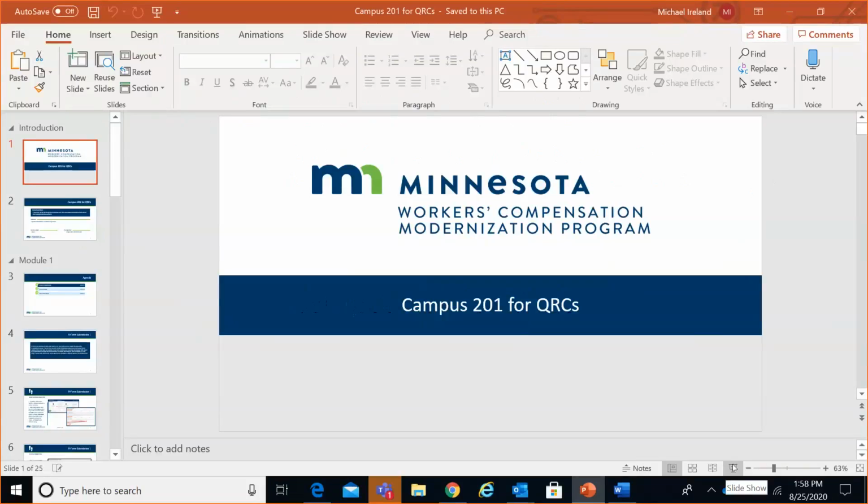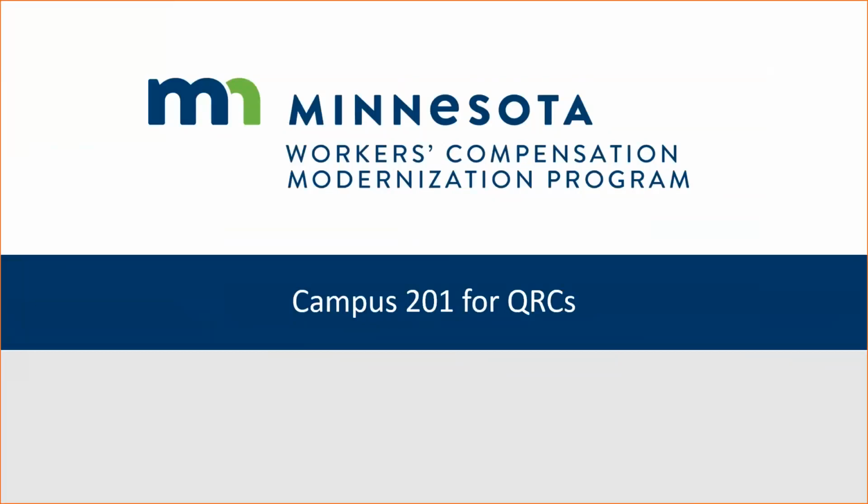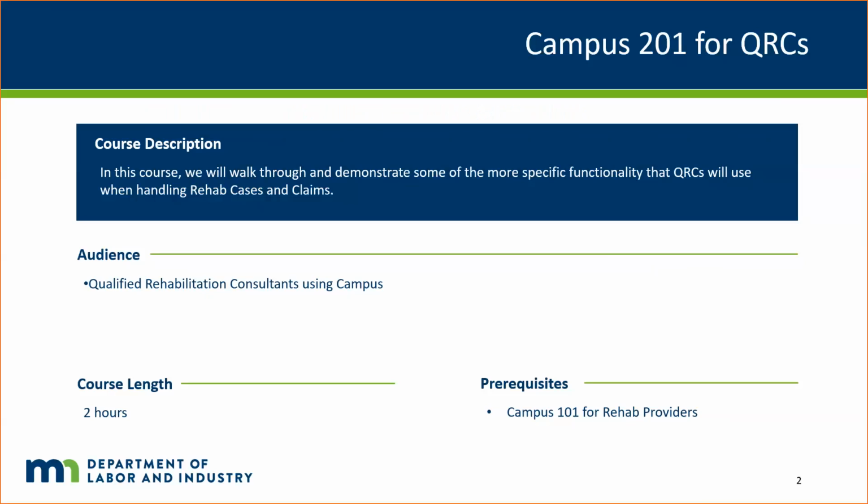All right, welcome. So this is Campus 201 for QRCs. Of course, a brief course description and actually a bit about who's on the panel. So my name is Mike Ireland. I was a BSA on this project for the better part of a year, focusing a lot on VRU and QRC interactions with the system moving forward.